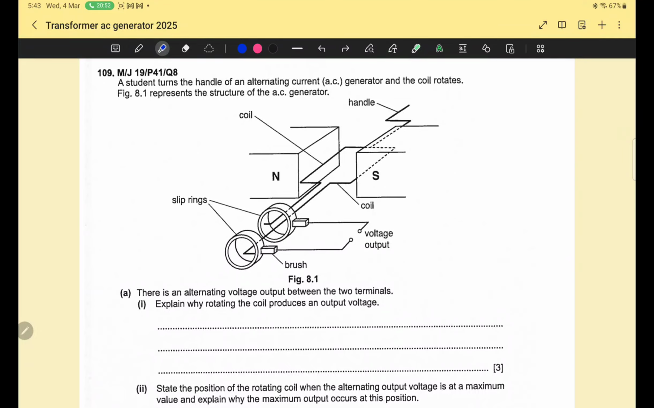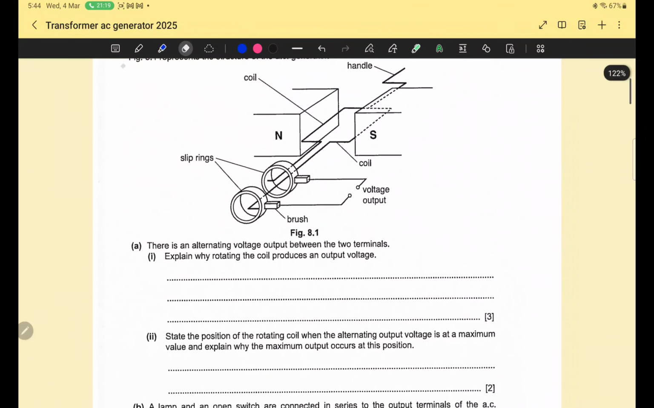The question is, a student is turning the handle of an alternating current generator and the coil rotates, represent the structure of generator. There is an alternating voltage output between the two terminals. The question is, explain why rotating the coil produces an output voltage.